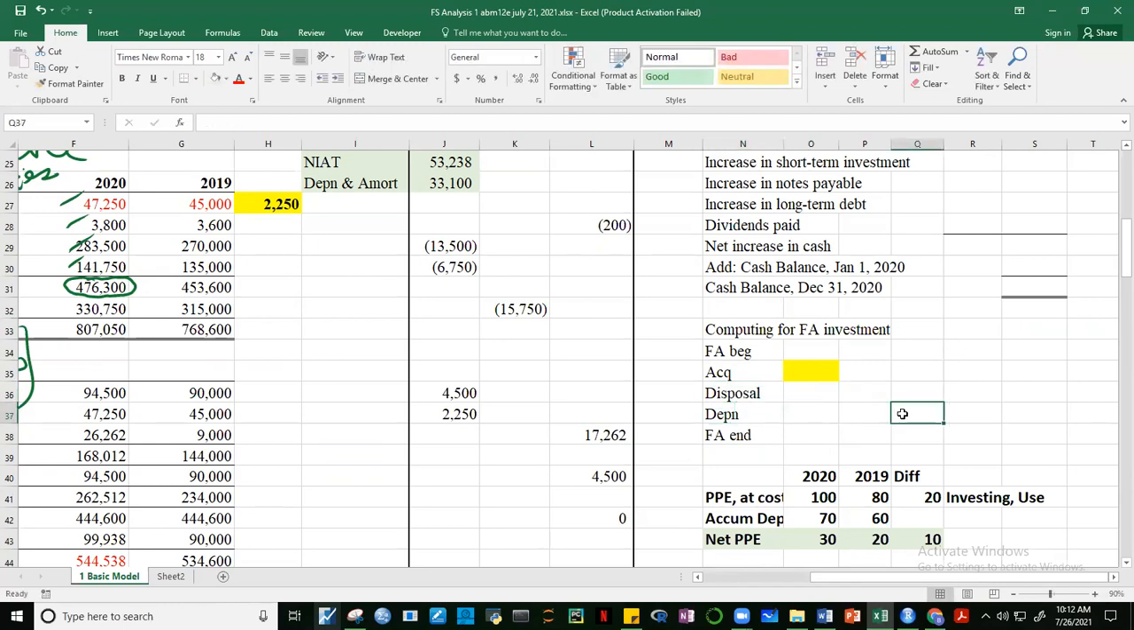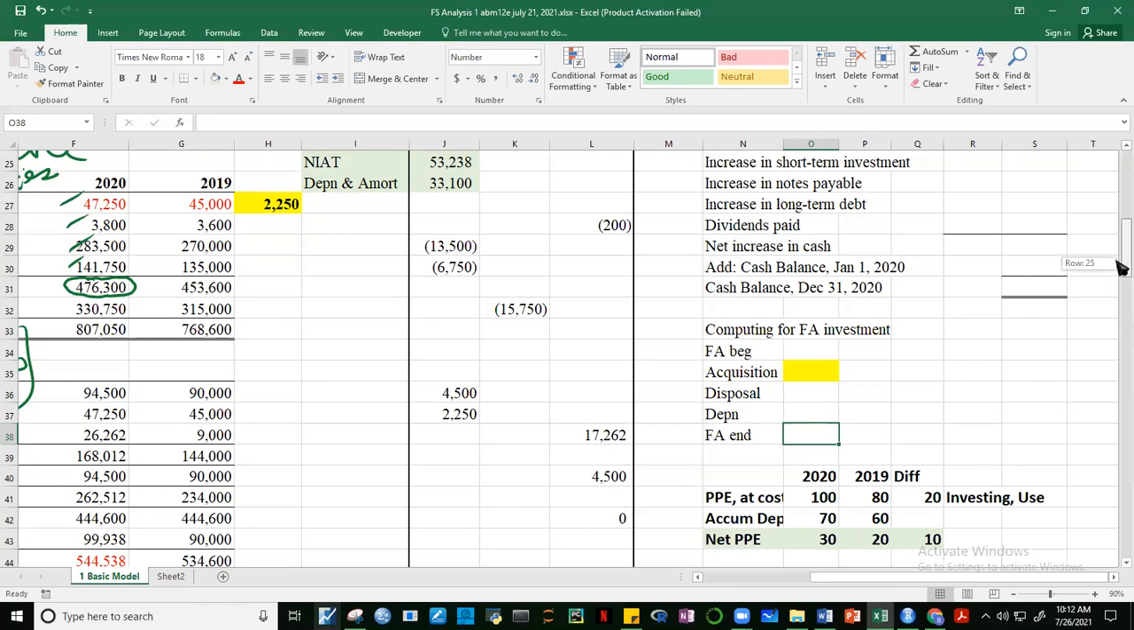So magkano siya sa simula, magkano yung in-acquire, this is acquisition, yung binili, no? Ito yung gusto natin malaman. Magkano ba yung binili? Kasi yun ang magiging investment natin sa fixed assets. Okay? Then magkano yung disposal kung may binenta pa na fixed assets? Okay? Magkano yung depreciation? At saka magkano yung fixed asset end? Okay? So ang gagawin natin dito kung plus o minus, no? Kung madadagdagan yung fixed assets.